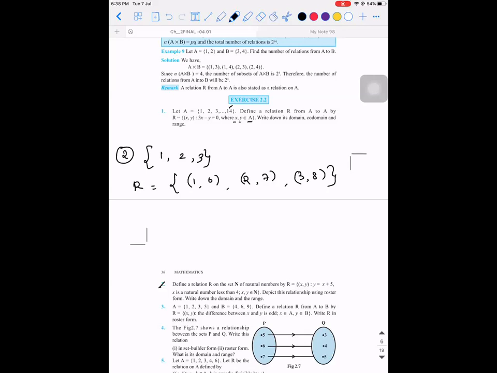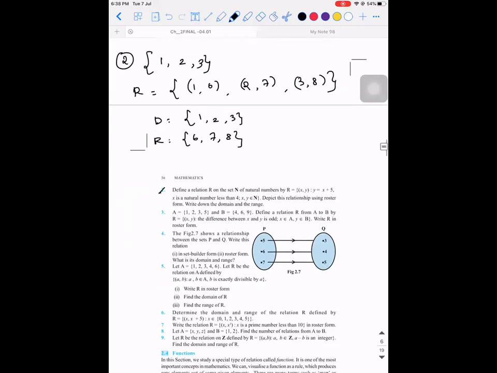Domain is 1, 2, 3. Range is 6, 7, 8. The domain is 1, 2, 3, and the range is 6, 7, 8. Okay, next. Let's do the next one.